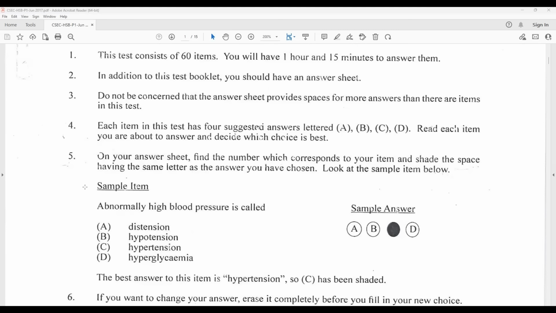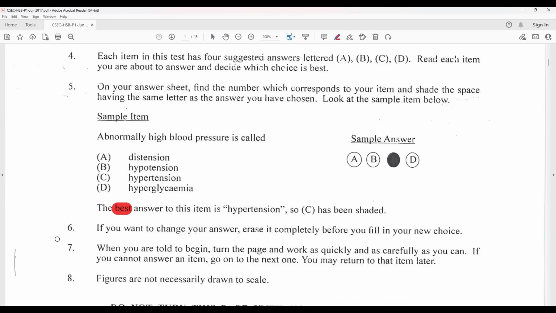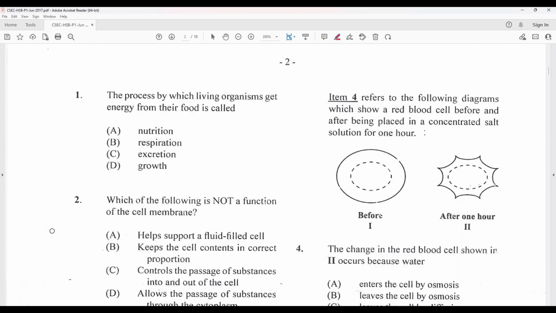And they give you a sample item to show how you are supposed to shade and to show how the question could come, meaning it has answer A, answer B, answer C, and answer D for you to choose. And again, I want to emphasize that you are supposed to do the best. The best answer is what they are looking for. So let's get into it by starting off with question 1.